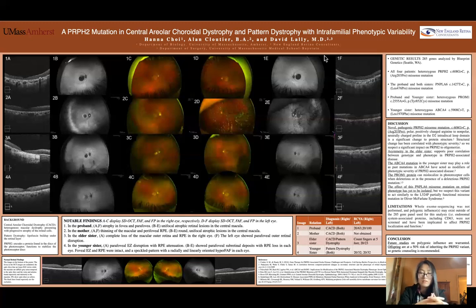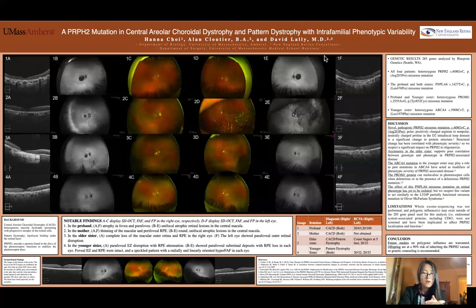The younger sister also carried an ABCA4 mutation, and she was heterozygous, which is interesting because homozygous ABCA4 missense mutations lead to Stargardt's. And literature said that ABCA4 can modify the phenotypic severity of PRPH2 associated disease. Whether the ABCA4 found in this younger sister plays any role is unknown and warrants further investigation.